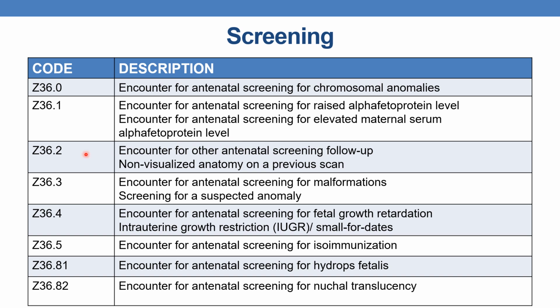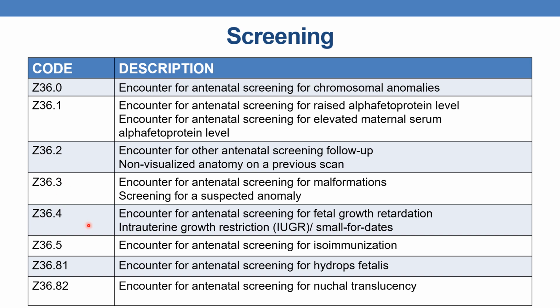The next is Z36.2. It deals with encounter for other antenatal screening follow-up for non-visualized anatomy on a previous scan. For that case, you need to code Z36.2. The next is Z36.3. It deals with encounter for antenatal screening for malformations or screening for suspected anomaly.